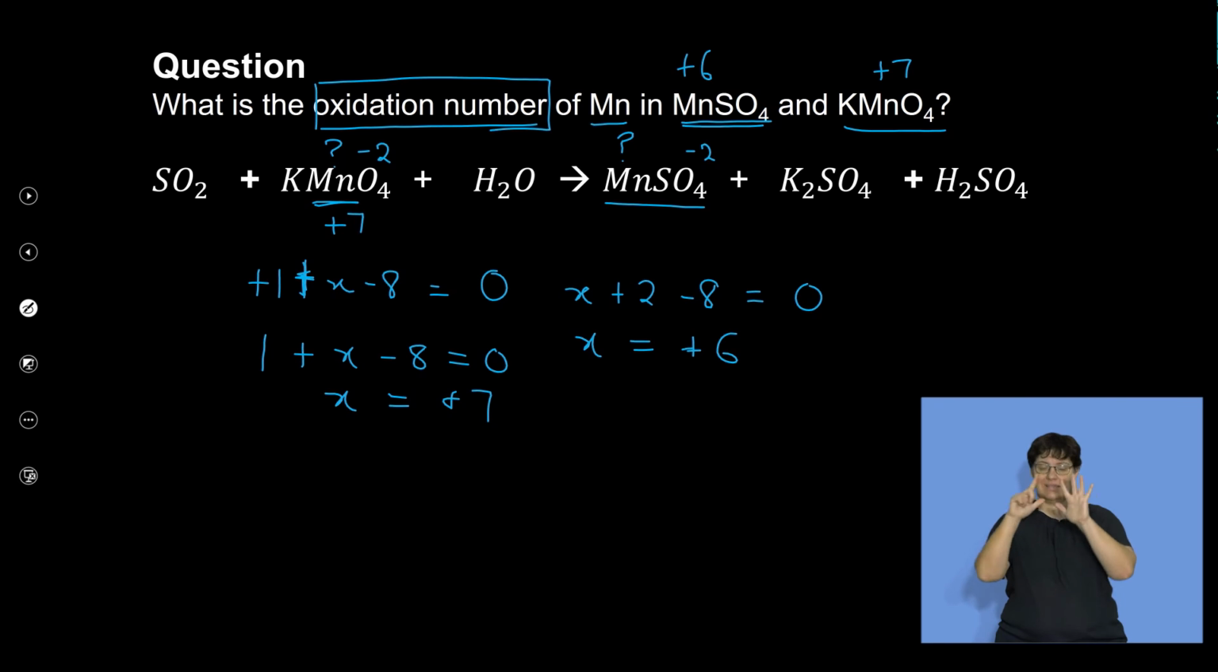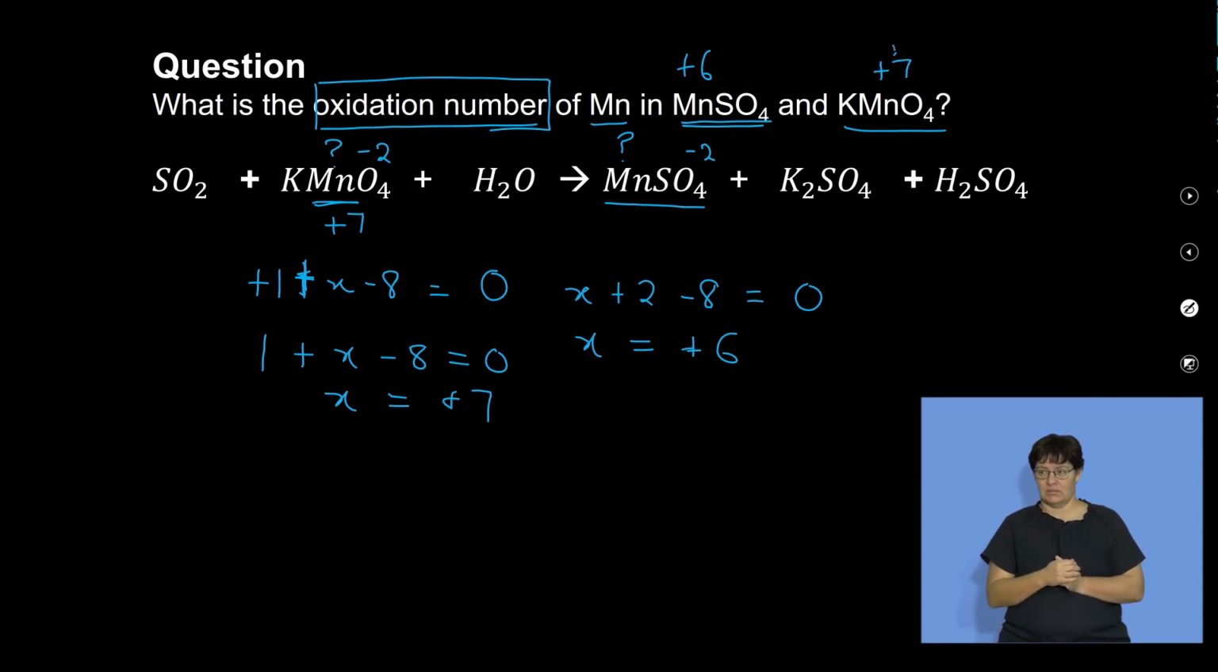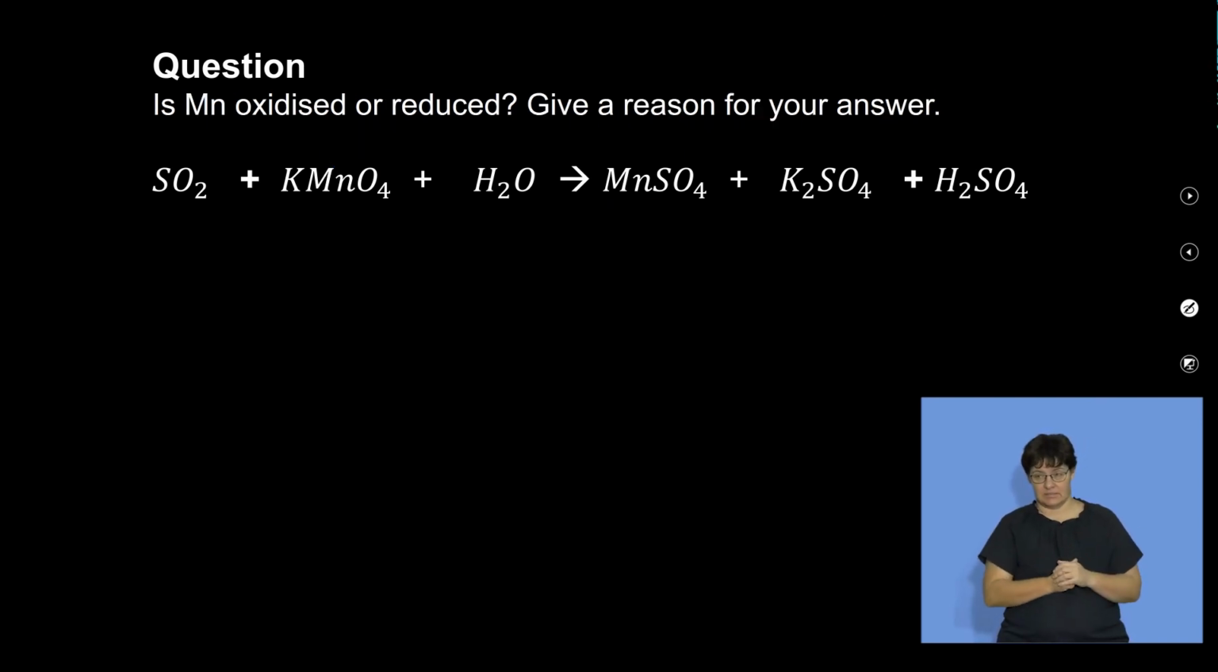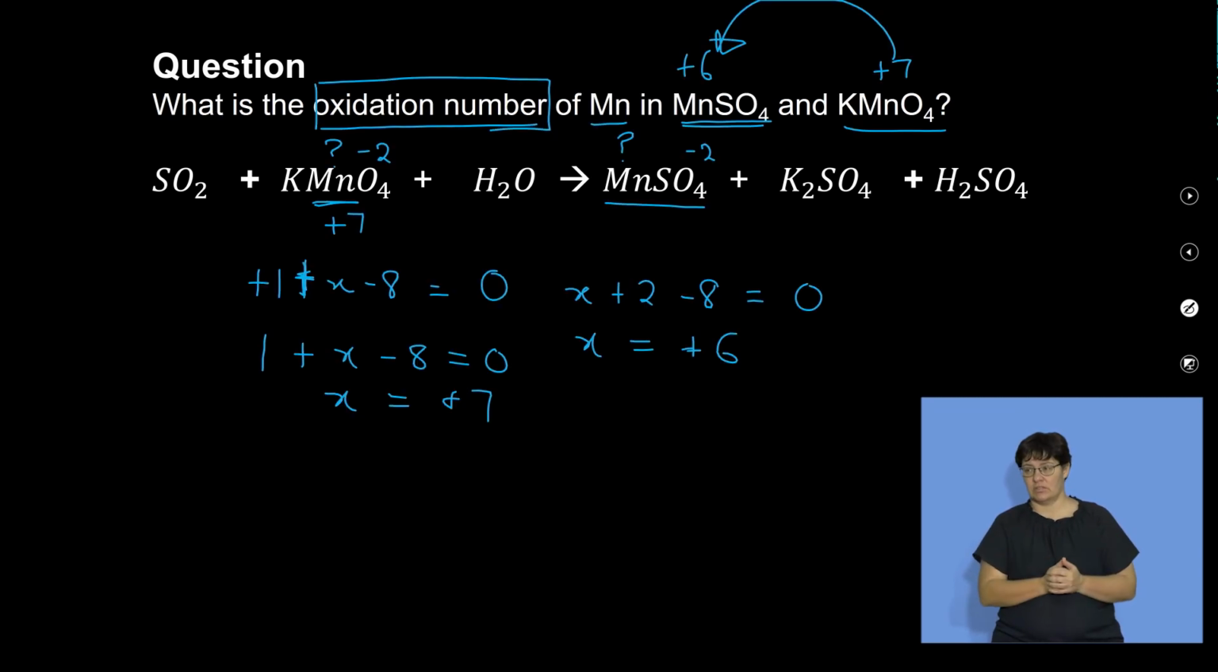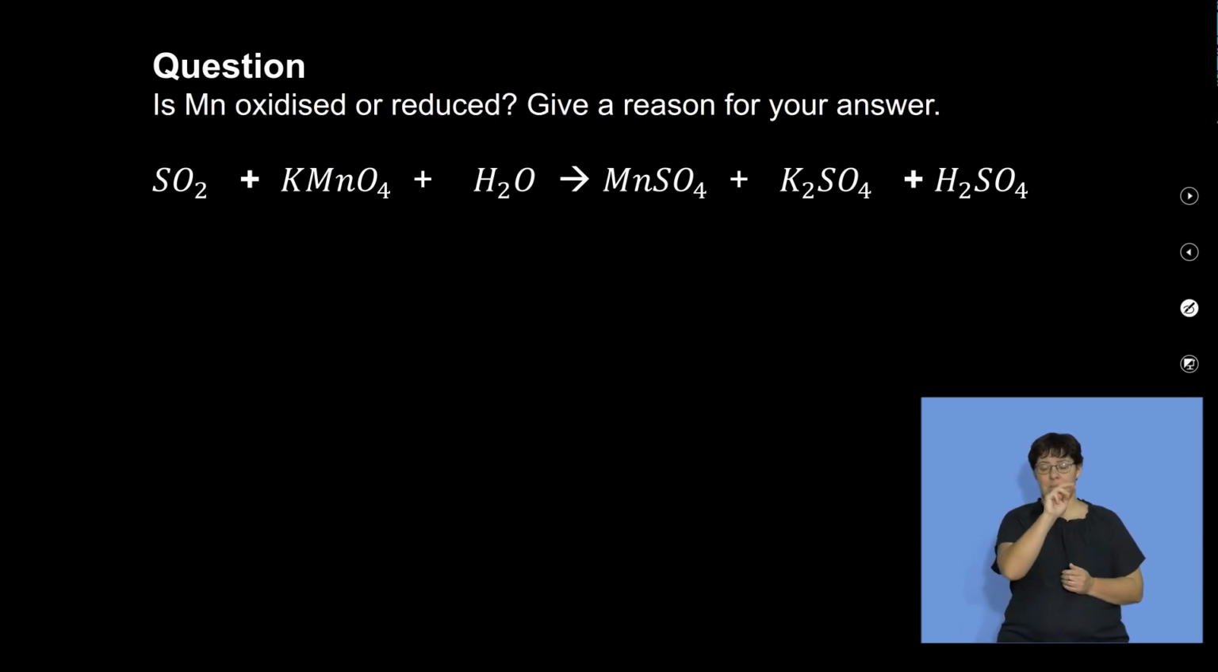So what has happened to manganese in this case? It has gained electrons because it changed from plus 7 to plus 6, according to the equation of the reaction. Now, is manganese oxidized or reduced? If we quickly go back, in potassium permanganate manganese is plus 7, but in manganese sulfate it is plus 6. What has happened here? The oxidation number has decreased. So manganese is actually reduced.